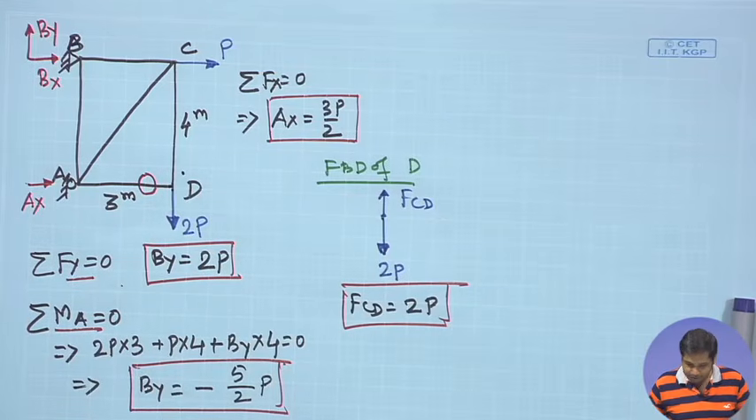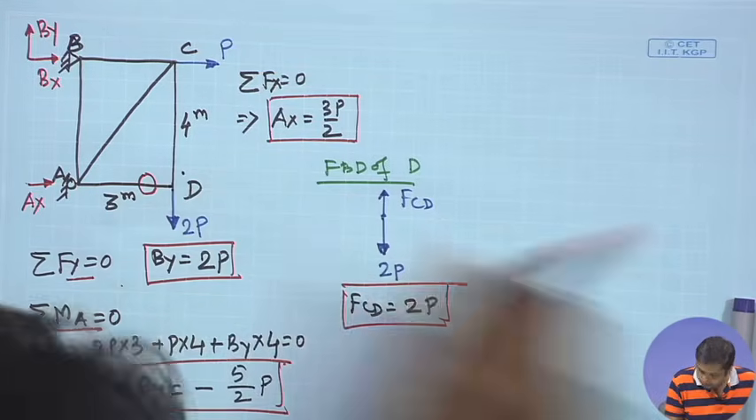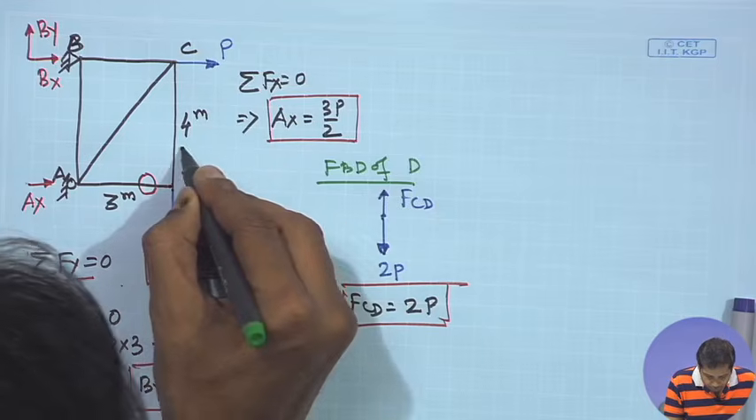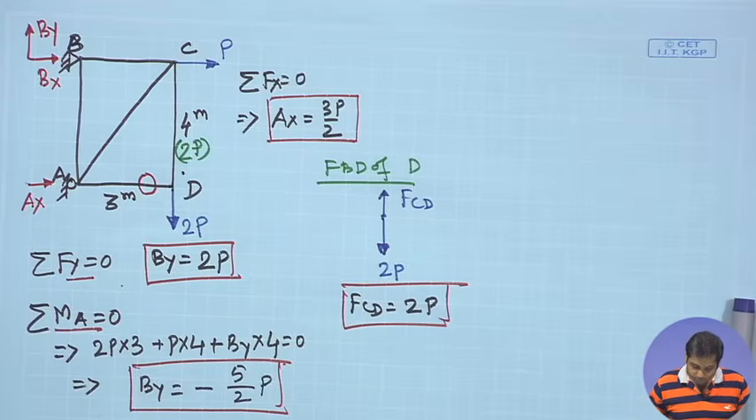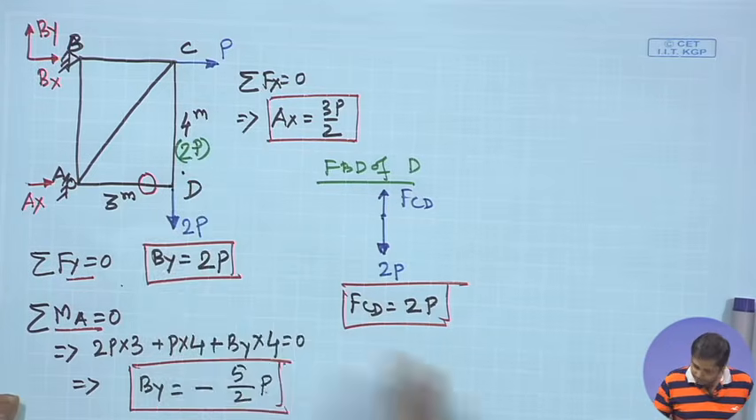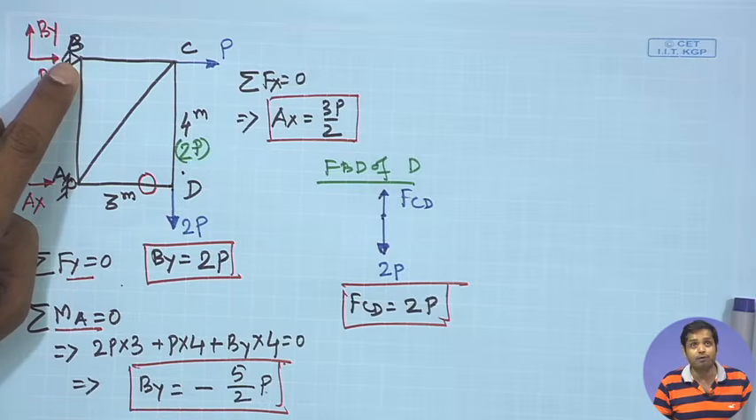Great. Okay, let us write it here. So, the force in this member is 2p. Now, once this is done, this is a 0 force member, and then again we can take the free body diagram of joint B.